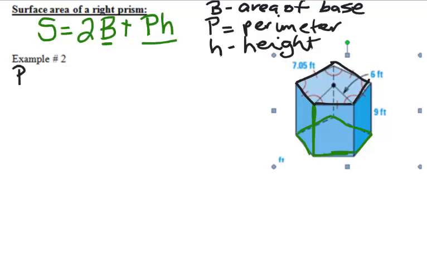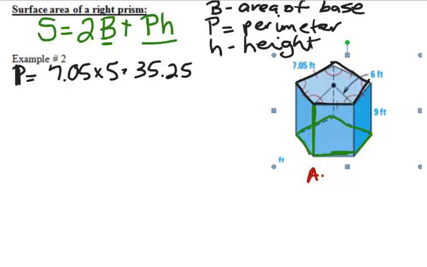So the first thing I can do is go ahead and find the perimeter. The perimeter around your solid is the distance around one base. So my perimeter is 7.05 times 5 sides, and that's going to give me 35.25. Now I've got to find the area of a base, and I'll write it over here, area of the base. It's a pentagon, so what I'm going to get is apothem, lowercase a, times perimeter, and divide by 2. And that's how we're going to find the area of one base.